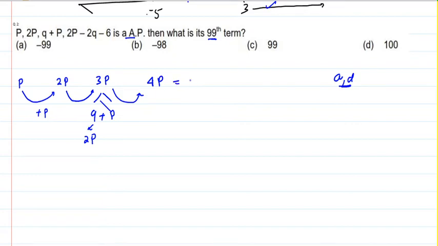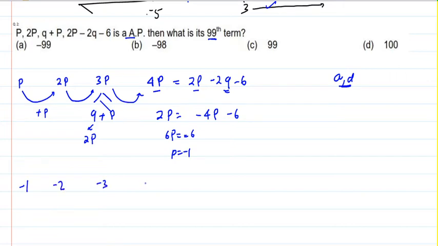And that has been given to me as 2P minus 2Q minus 6. So if I send this 2P to the opposite side, I will have 2P is equal to minus 4P minus 6. If I rearrange this, I will have 6P is equal to minus 6, P is equal to minus 1. For me, the sequence turns out to be minus 1, minus 2, minus 3, minus 4, and so on. What did we want? We want the 99th term. It is going to be minus 99.